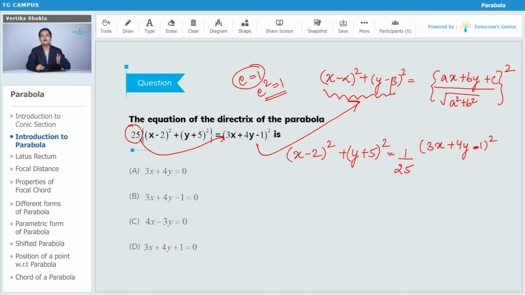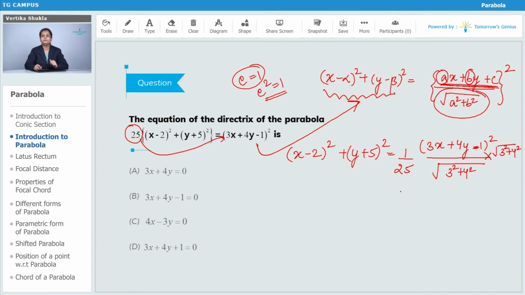Now in the general equation, you have the equation of the directrix, which is ax plus by plus c, and in the denominator you have the square root of a square plus b square. So over here also I should divide by root of 3 square plus 4 square. But because I am dividing by root of 3 square plus 4 square, I will have to multiply also with the square root of 3 square plus 4 square. What is 3 square plus 4 square? 3 square is 9, 4 square is 16. So 16 plus 9 will give me 25.